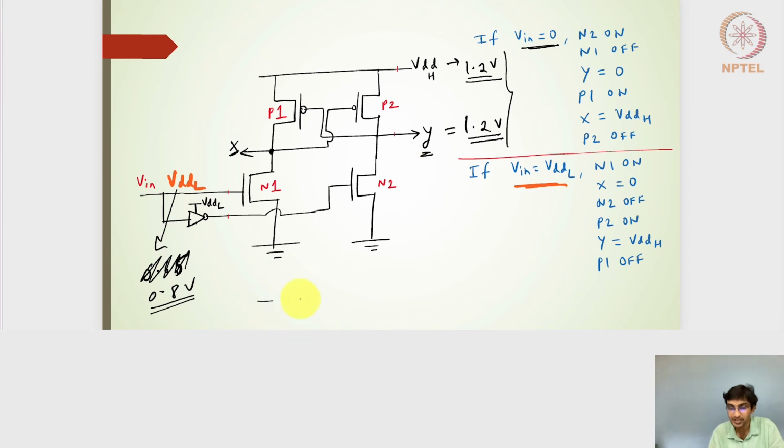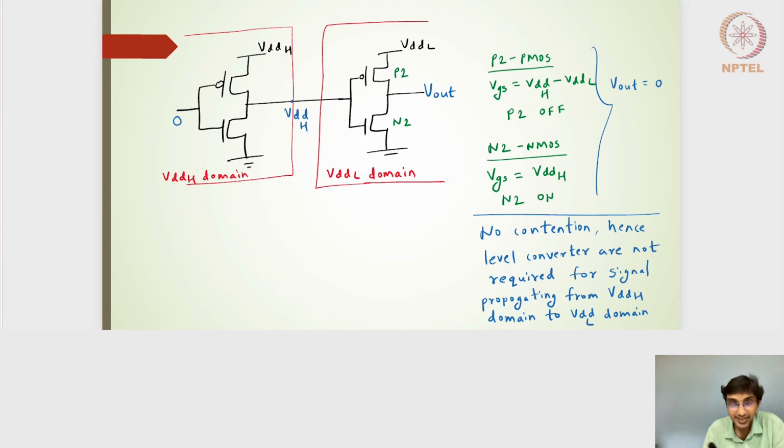So a level converter is used generally for the subsystem which is designed using a lower rail voltage followed by, or connected to, the higher rail voltage designs. Okay.